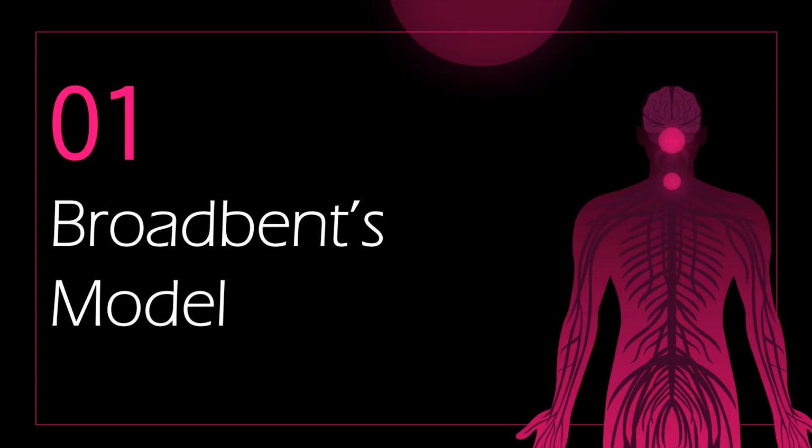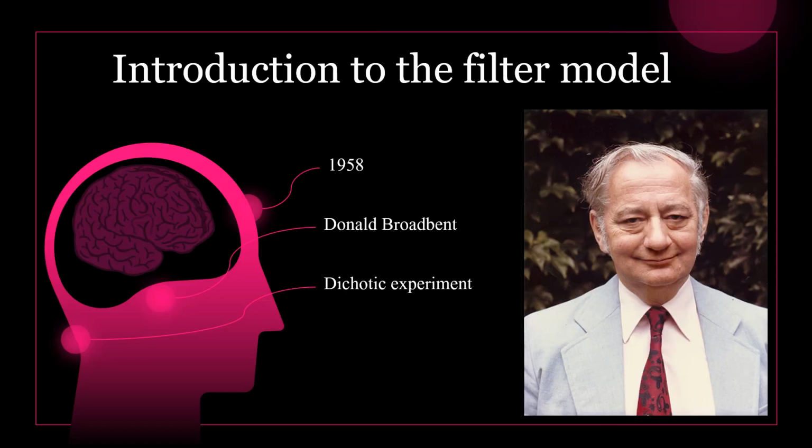Broadbent filter model. In 1958, Donald Broadbent created the filter model. Its goal was to explain how, in the dichotic experiment, it was possible for the individual to focus on one message only while ignoring the other one. This model is referred to as an early selection model.